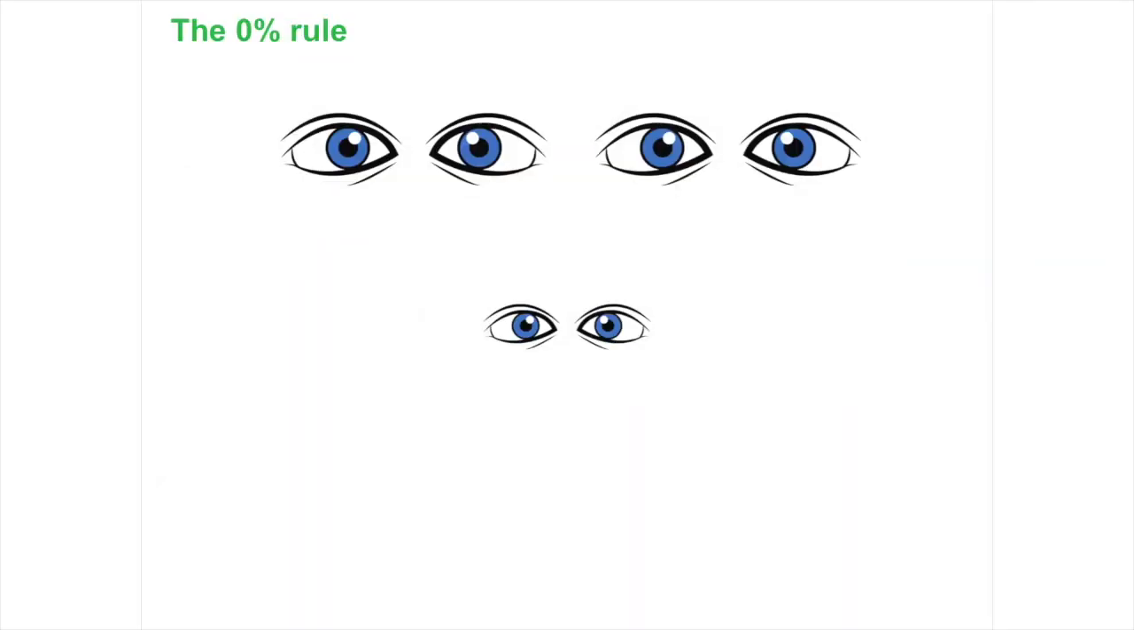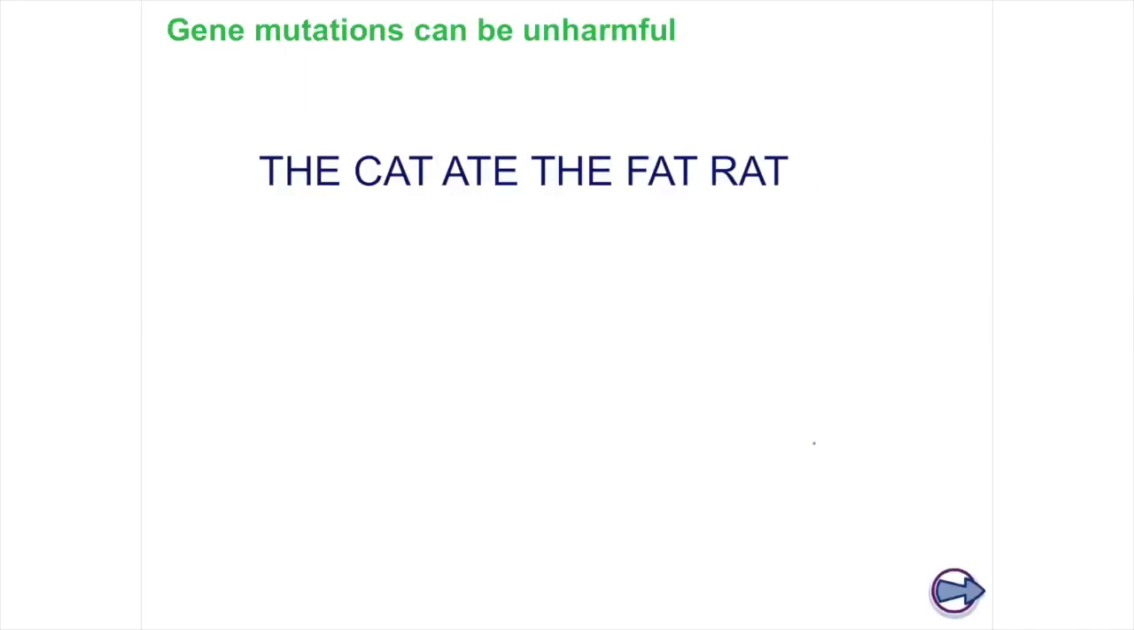The last rule is the 0% rule. That states that if both parents were pure recessive or both parents were homozygous recessive, then there's no way for the offspring to have brown eye color. There's no way for the offspring to express a dominant phenotype. We'll change the topic now and talk about mutations.